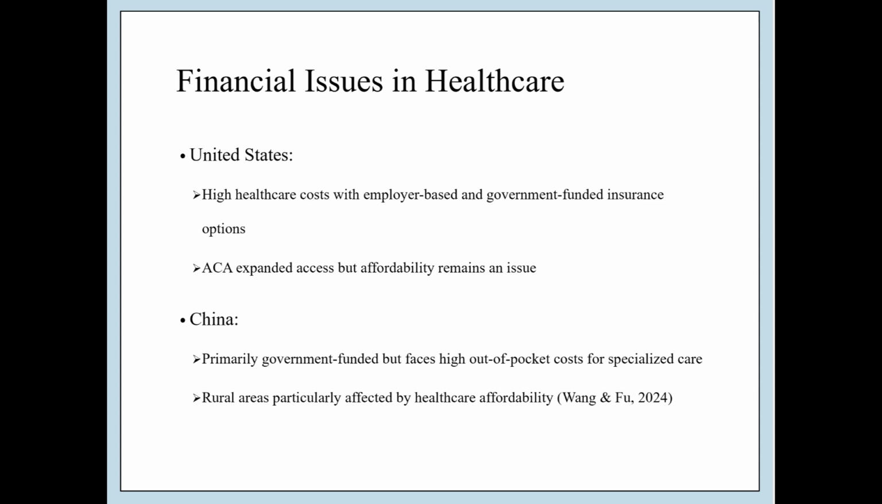However, the same program created issues for those who maybe wouldn't have normally elected to have health insurance, and now they're required to. China is primarily government funded, but faces high out-of-pocket costs for specialized care. The best way to think about this would be like an out-of-network provider for the United States. So they carry a lot higher cost, whereas maybe at the basic level, in-network providers carry significantly reduced cost to visit. Rural areas are affected by this healthcare affordability and lack of access, similarly as they would be in the U.S.